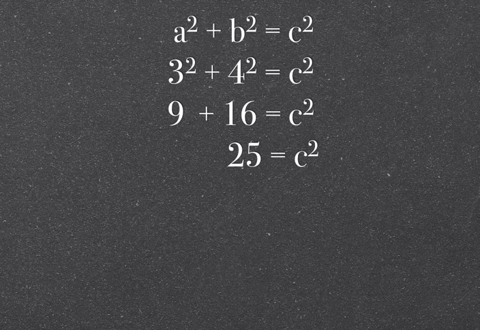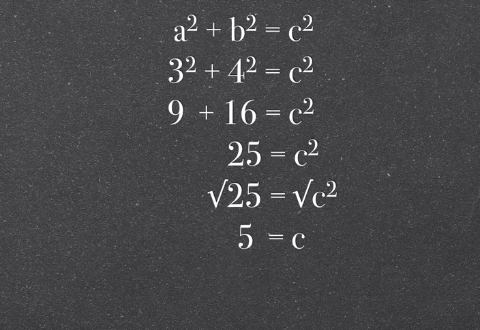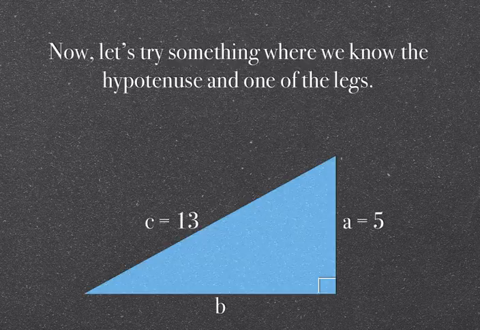To get the answer of c, I need to take the square root of both sides. And the square root of c squared is c, and the square root of 25 is 5. And it works out correctly because the hypotenuse is the longest side, and 5 is bigger than 3 and 4.